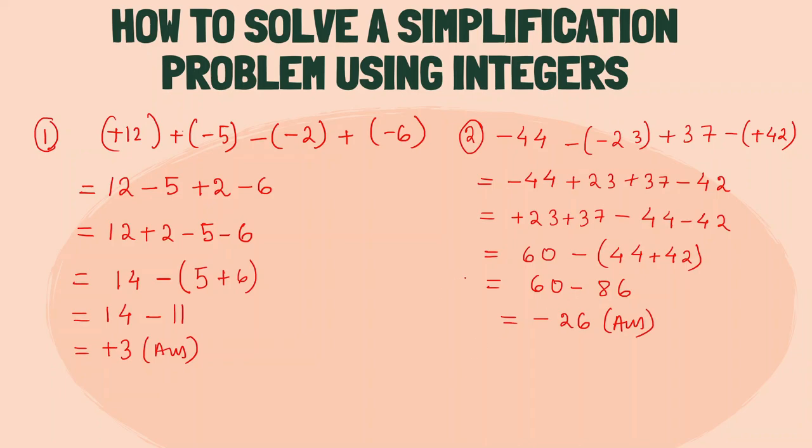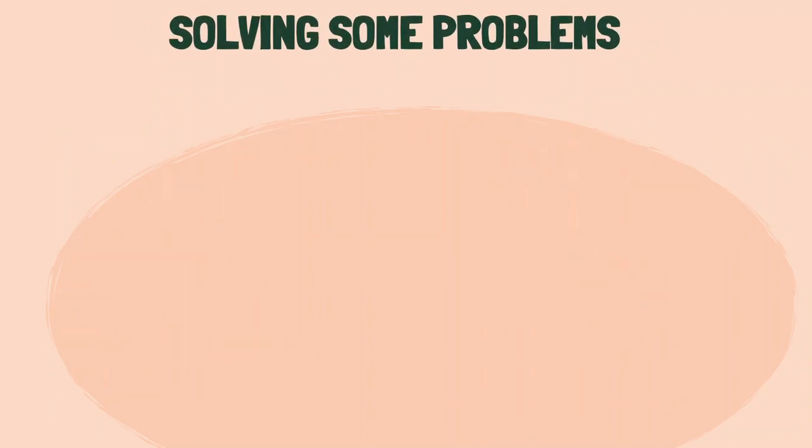Okay, so this is the process of how to solve the problems containing 3 or more integers. You have to take the integers and make them come out of the bracket. Then you have to take the positive integers at one side and negative integers at the other side and add them together respectively, and then do the sum. So this is the process. Now we will solve some practical problems.